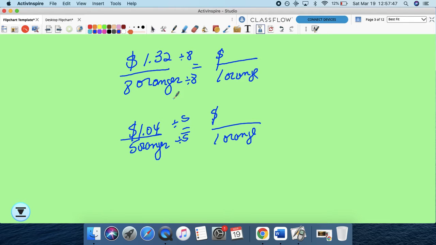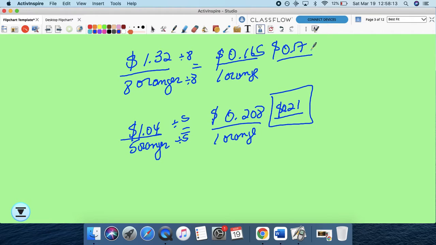So 132 divided by 8, you get 0.16165, and this divided by 5 is 0.20. So if you round it, this becomes 17 cents. And this becomes 21 cents. Sorry, 0.21. So obviously this one is the more expensive. Okay, actually, the question was which one is cheaper. So in this case, this one was the cheaper one.